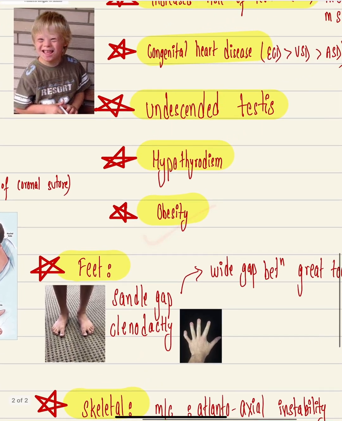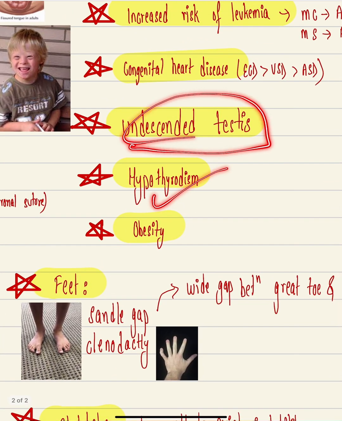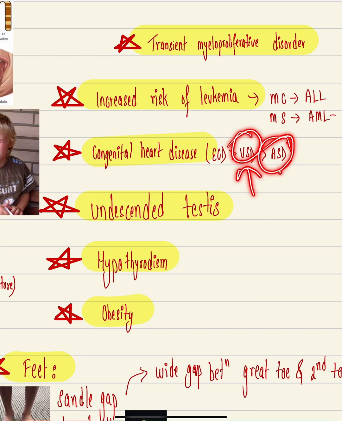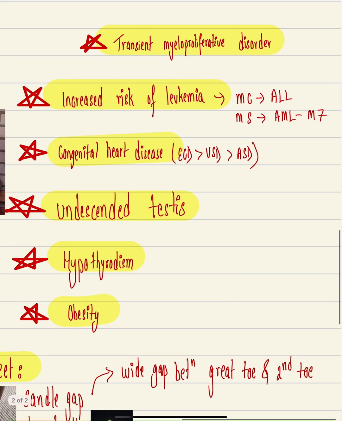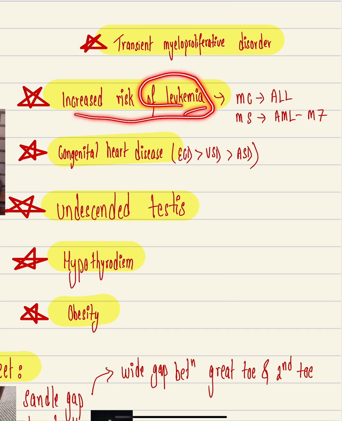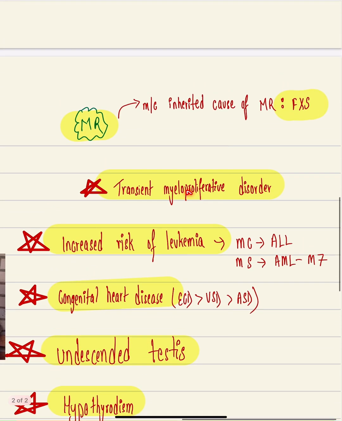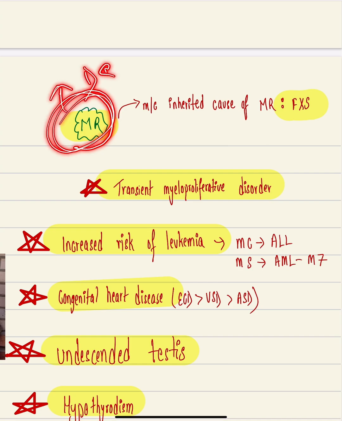There might be obesity, hypothyroidism, undescended testes, and congenital heart disease, most commonly endocardial cushion defect, ventricular septal defect, and atrial septal defect. There might be an increased risk of leukemia. Most common is acute lymphoid leukemia, and most specific is acute myeloid leukemia M7. And there might be transient myeloproliferative disorder, and the most common genetic cause of mental retardation is Down syndrome.